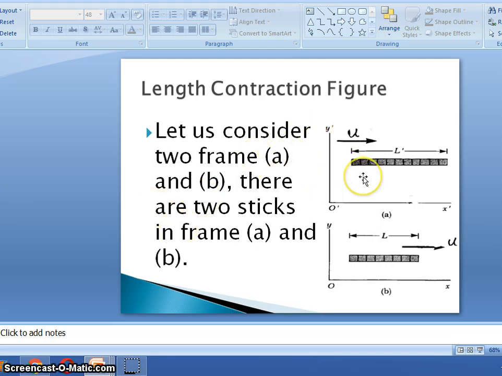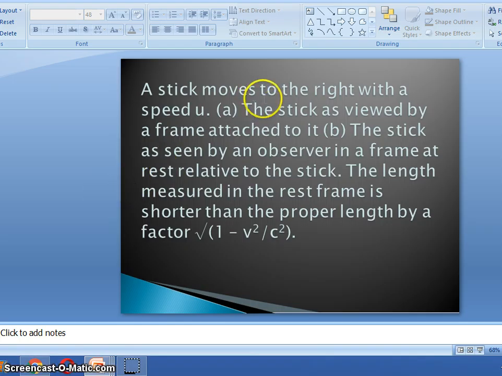Now we consider two frames of reference A and B. There are two sticks in frame A and B. A stick moves to the right with a speed u. The stick as viewed by a frame attached to it, B. The stick as seen by an observer in a frame at rest relative to the stick. The length measured in the rest frame is shorter than the proper length by a factor of root of 1 minus v square upon c square.